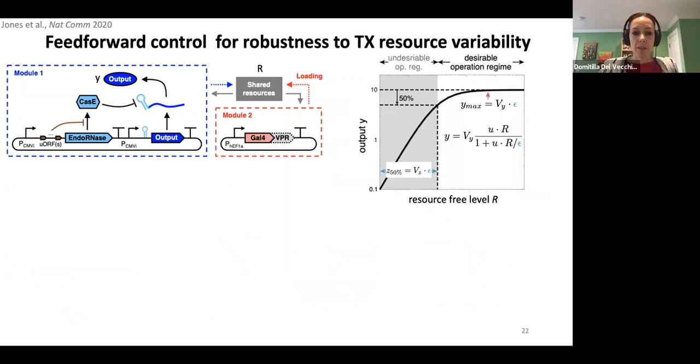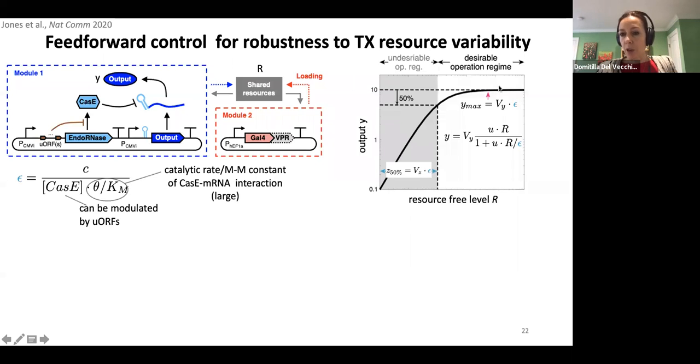So we engineered the system in order to be able to tune the key parameters that control performance. The key parameter that controls performance in the system is essentially epsilon. Epsilon is telling us how large the undesirable operation regime is. Ideally, if this is the resource level and this is the output, it should be completely flat. So we would like to have a small epsilon, to increase the desirable operation regime. Epsilon can be decreased by increasing Ca-C, which is our picked endoRNase for the design. We know that epsilon is already naturally quite small because the catalytic rate of Ca-C is known to be quite high. We therefore built a system where we could tune the level of Ca-C by upstream open reading frames.